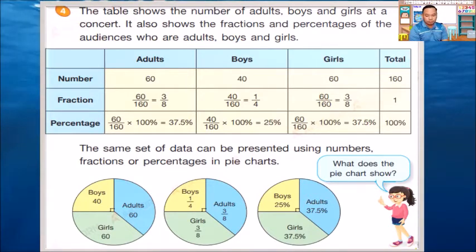And then you can write it in percentage. So 60 over 160 equals 37.5%. For boys, 25%. For girls, also 37.5%. Total of 100%. Easy. So what does the pie chart show? What is the pie chart all about? It shows the number of adults, boys, and girls at a concert. Any questions? No questions. Next.